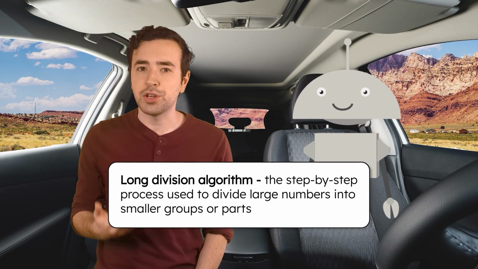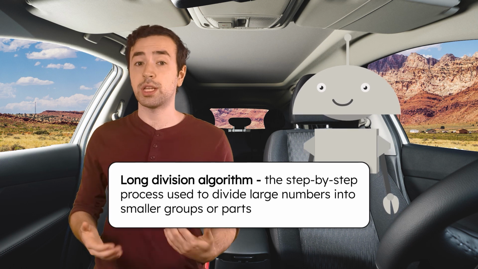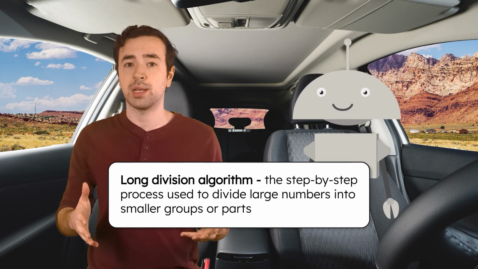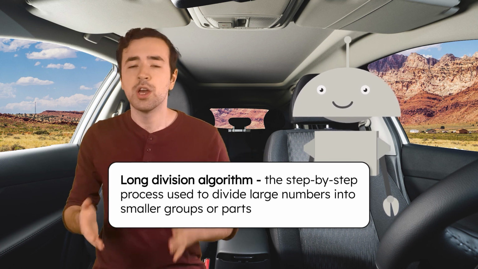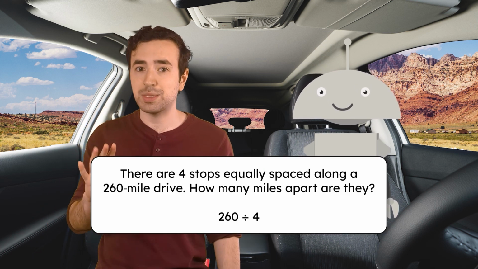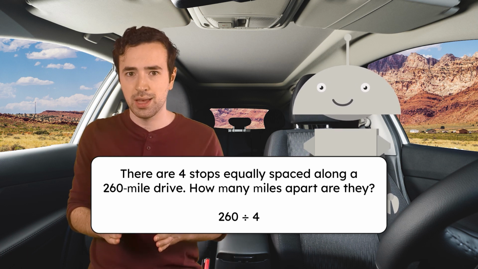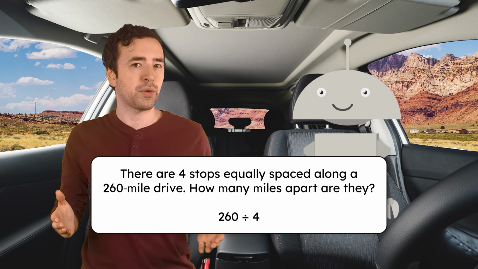The long division algorithm is a step-by-step process used to divide large numbers into smaller groups or parts. It follows the same steps no matter how big the numbers are. We can give it a try with our drive today. There are 4 stops equally spaced along a 260-mile drive. How many miles apart are they?